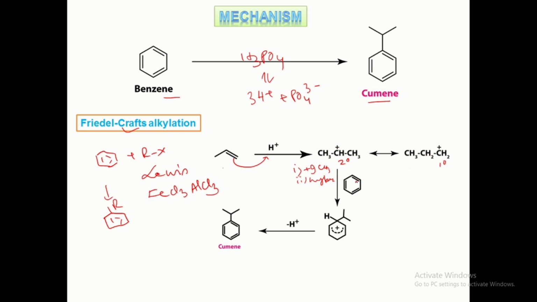Next, this benzene contains a pi electron cloud, therefore this pi electron cloud can attack the electrophilic center, that is the carbocation center. Therefore a sigma complex is formed. So this reaction is called aromatic electrophilic substitution reaction. Next, this proton is removed from this sigma complex to form the desired cumene. In this way benzene to cumene is formed.